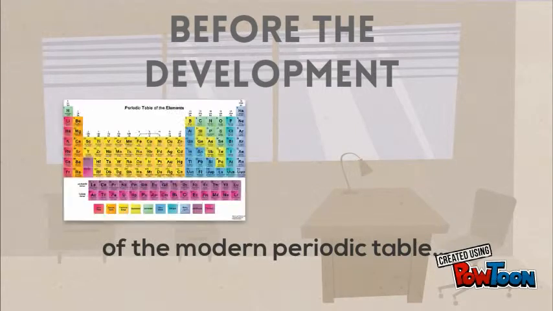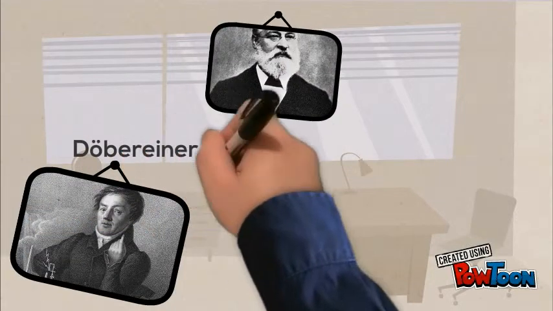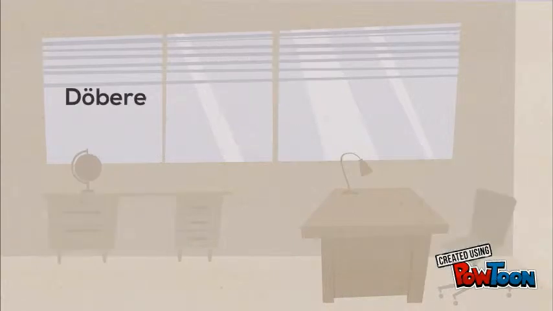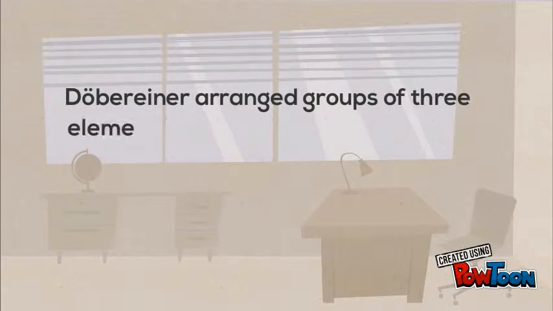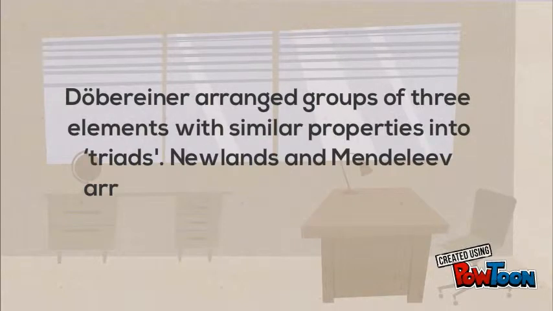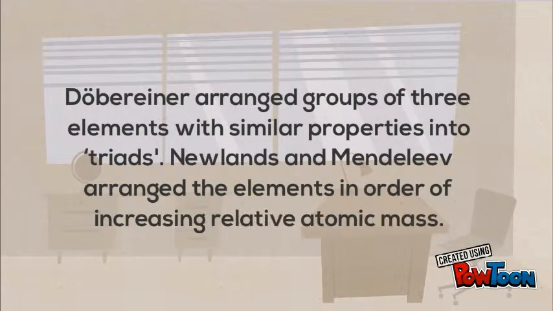Before the development of the modern periodic table, there were other attempts to arrange the elements in a useful way by scientists such as Döbereiner, Newlands and Mendeleev. Döbereiner arranged groups of 3 elements with similar properties into triads. Newlands and Mendeleev arranged the elements in order of increasing relative atomic mass.